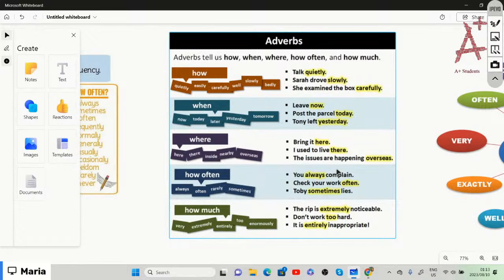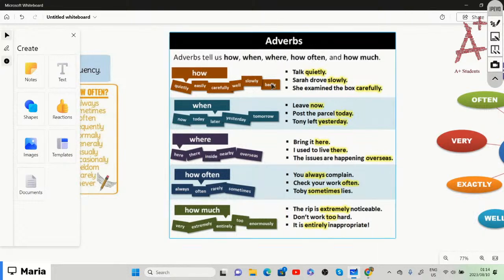And now if we look maybe at not necessarily a sentence, but yes, part of it, right? Where we will be able to identify adverbs, then maybe adverbs of how can be like talk quietly. So quietly being the adverb that tells us how, right? Sarah drove slowly, right? So which means that slowly tells us how Sarah drove. She examined the box carefully. So it's like asking yourself, how did she examine the box? Then we can say carefully, right?